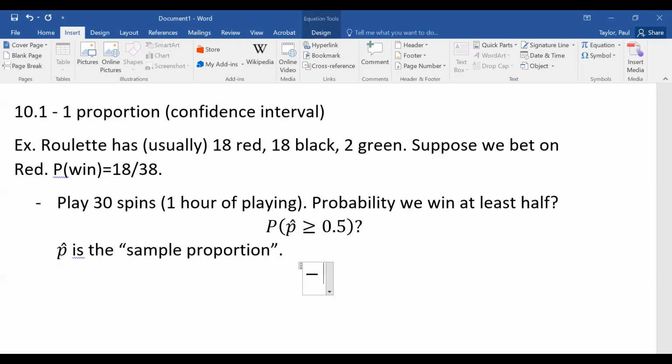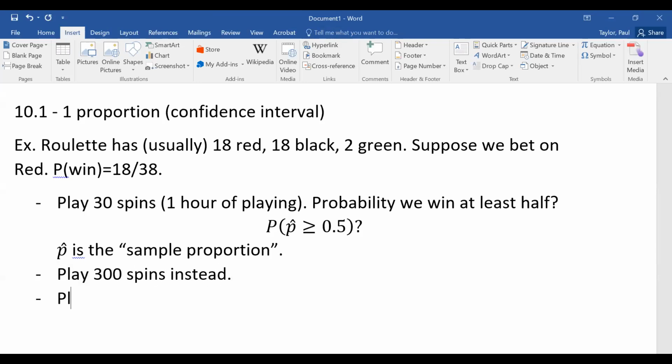And we're going to repeat that, whoops, not in an equation though. We're going to repeat that with 300 spins. So let's play. Why does this keep giving me equations? Play 300 spins instead, and then play 100,000 spins.